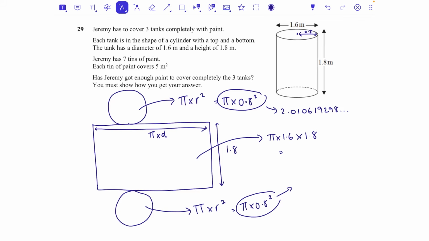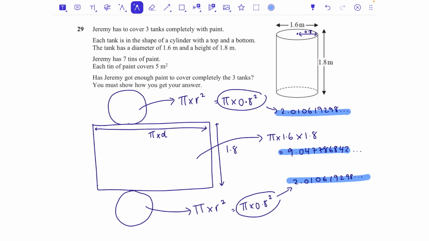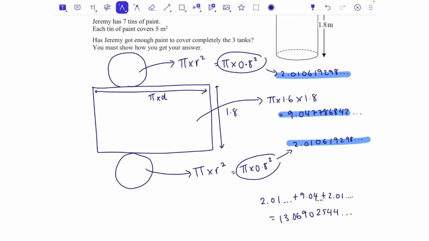And I've got the same for the bottom circle, 2.010619298. I also want to do pi times 1.6 times 1.8. That's the area of the rectangle. Pi times 1.6 times 1.8 is 9.047786842. So these 3 values added together are going to get me the total surface area of each cylinder.